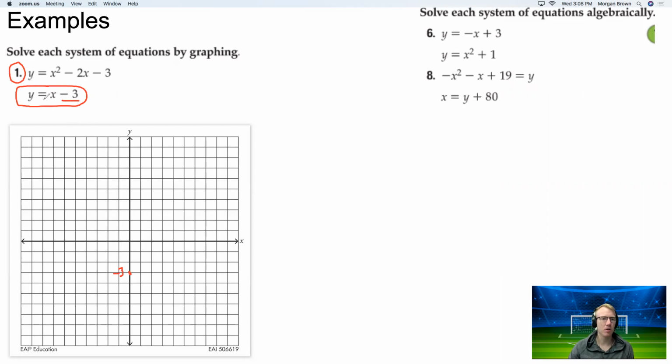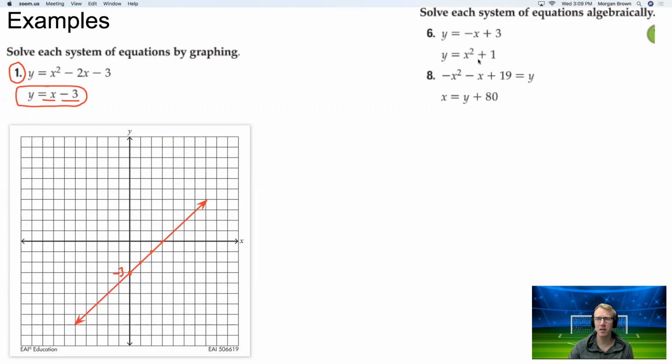Then the slope is 1 because it's just a 1x there. So we're going to go up 1 over 1, up 1 over 1, up 1 over 1, like that. We'll draw a nice straight line. Let me do this with a straight line tool. Beautiful. Let's select and move that down. So there's our nice straight line.